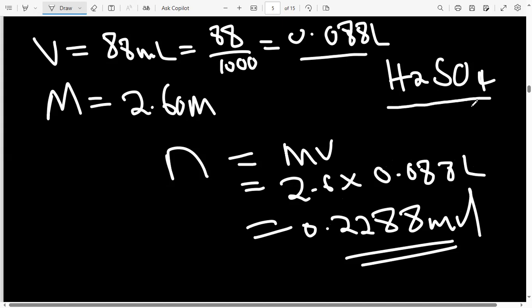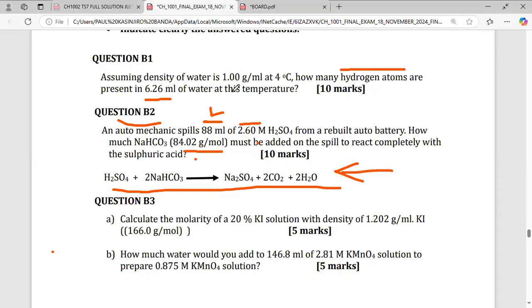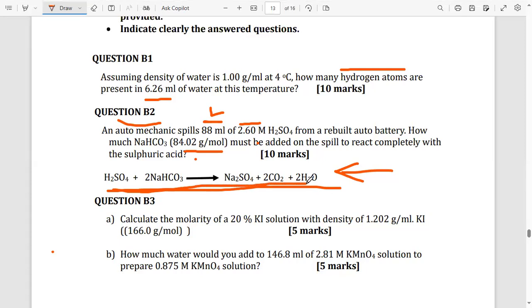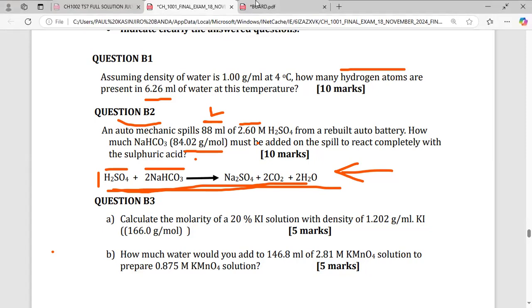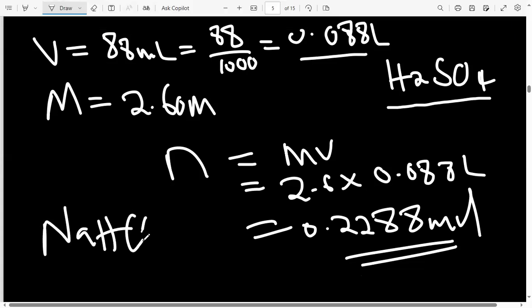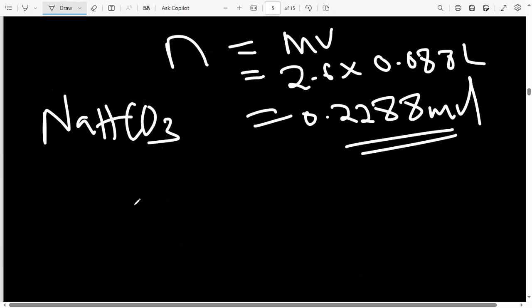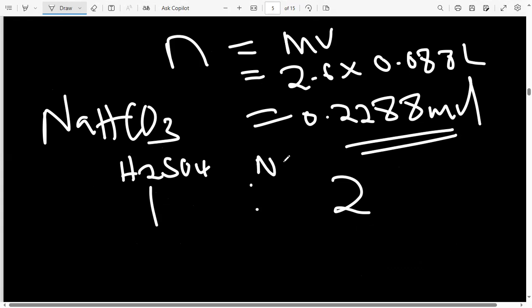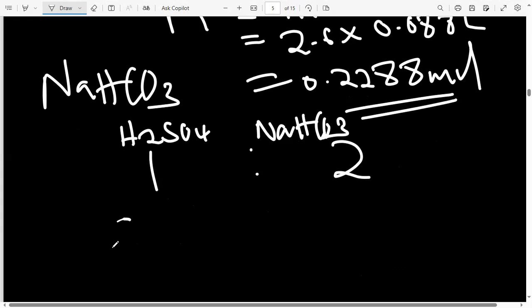So these moles that we found are moles of sulfuric acid. Now, when we go back to this equation here, we see that we can get the mole ratio for the sodium hydrogen carbonate to the sulfuric acid. We see that when we have one of these, then we need two of these. So the mole ratio there will be 1 to 2. That mole ratio is going to help us find the moles of the sodium hydrogen carbonate. So the mole ratio is 1 to 2. Here you have sulfuric acid, and there you have your sodium hydrogen carbonate.